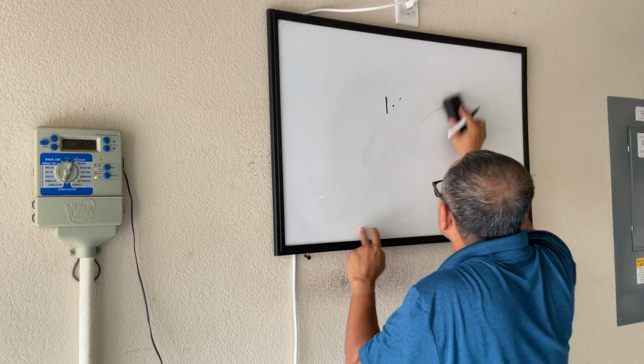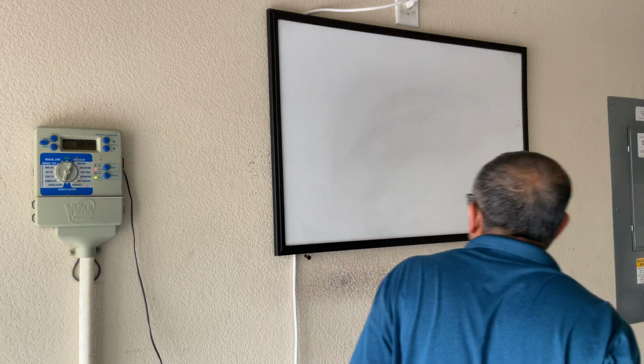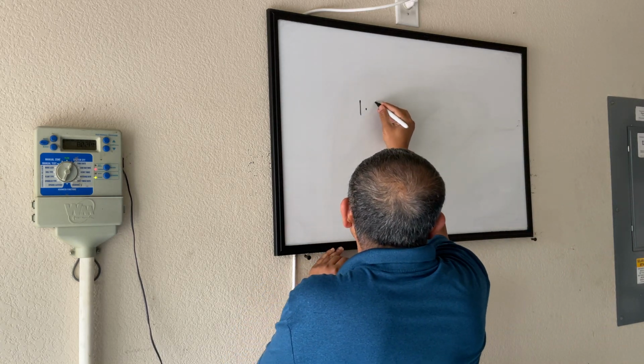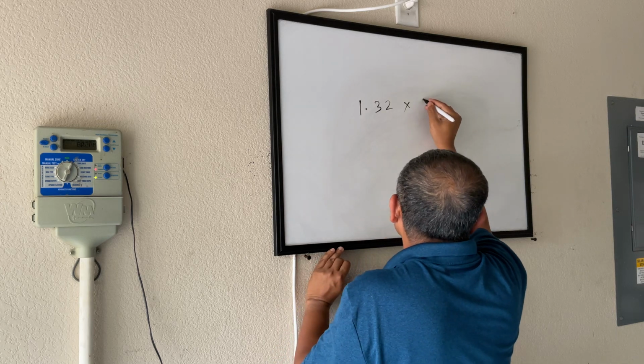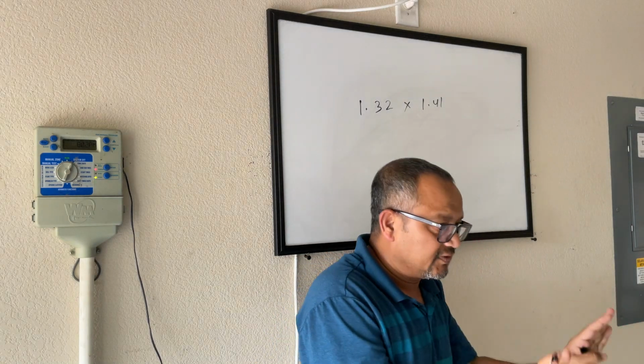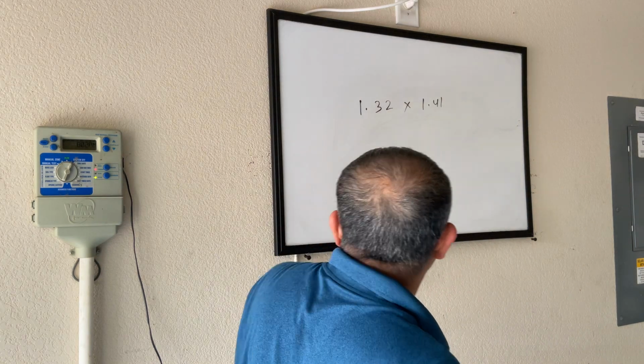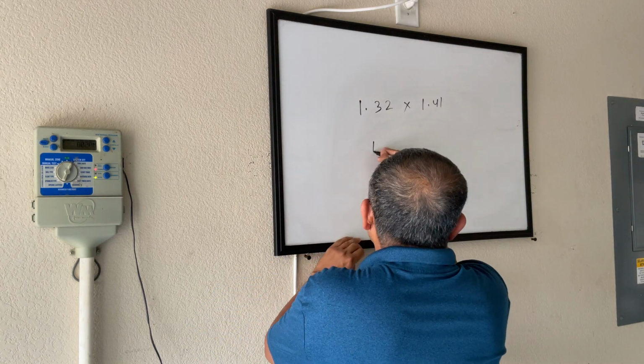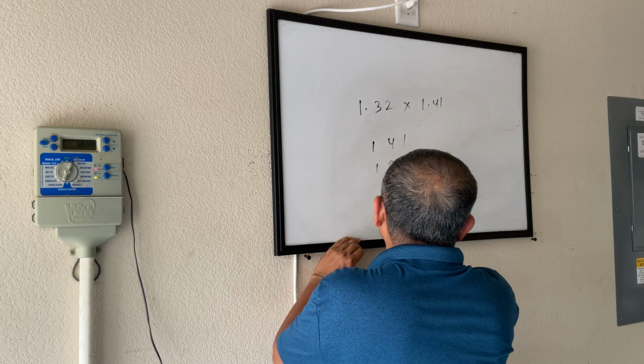So let me do it one more time. Let's say somebody says 1.32 multiplied by 1.41. Don't do it, I'll do it for you guys. If I have to do it, what I will do is take 141 and 132 and multiply them.